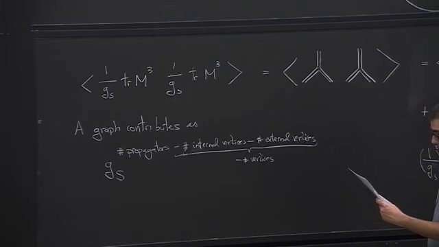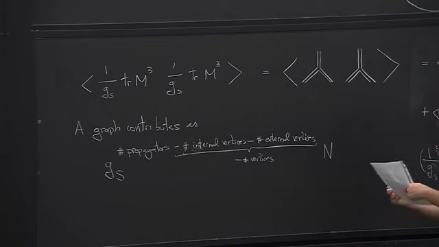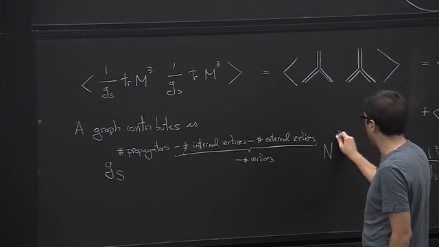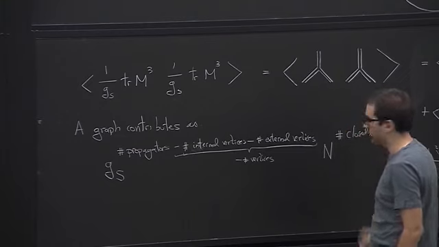And then, what do we have? We have n that appears with a power that is bigger and bigger as you go to more loops, as you were pointing out. So it's n to the power of the number of closed lines, closed color lines.